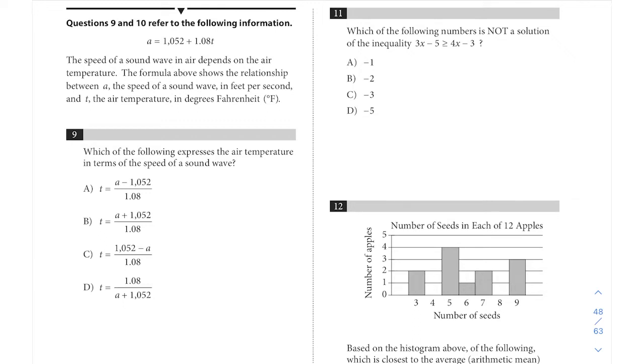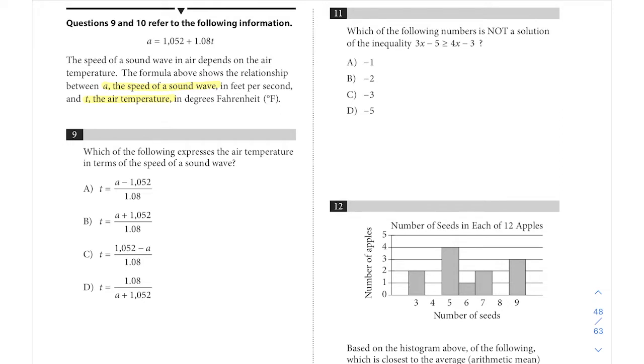And it's always important whenever you have something that has any number of variables, but especially if it has multiple variables, so more than one, you want to make sure that you keep track of what each variable represents. So in this case, A is the speed of a sound wave, T is the air temperature. Okay, so let's jump into question 9.